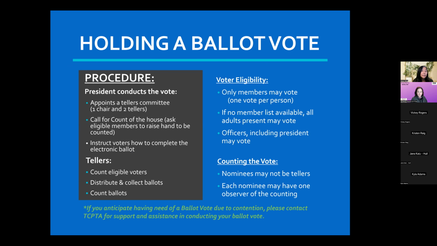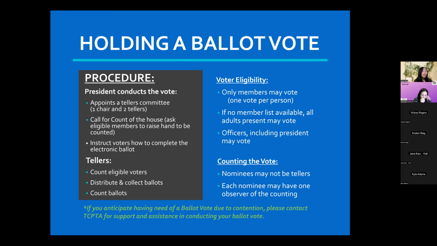So the procedure for holding a ballot vote is the president will conduct the vote. They're going to appoint tellers. There'll be one chair and two tellers, so three people altogether who will count the ballots. They're going to call for a count of the House, meaning that they're going to count every single person in the room that is eligible to vote. So if you anticipate having to do a ballot vote, then you might want to check membership at the door and hand out slips when they come in. Again, if you think that you're going to have to do this, then please let us know because we will help you and we know what to do and it'll be a lot easier for you.